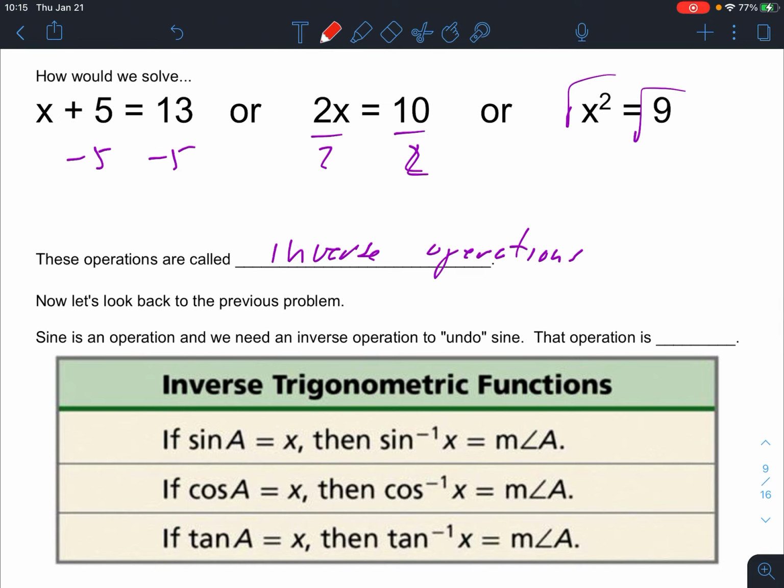All right, so back to this here. Sine is an operation, and we need an inverse operation to undo sine. That operation is sine inverse. Same thing with cosine and cosine inverse, and tangent and tangent inverse.